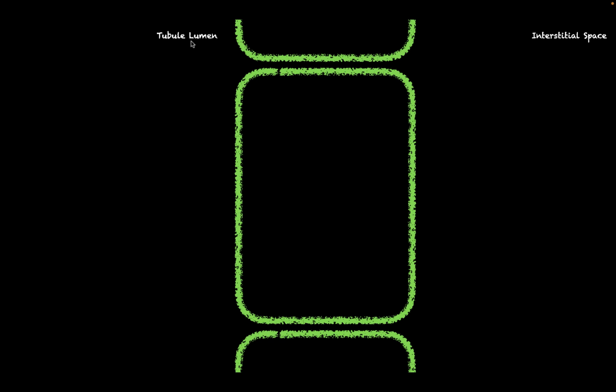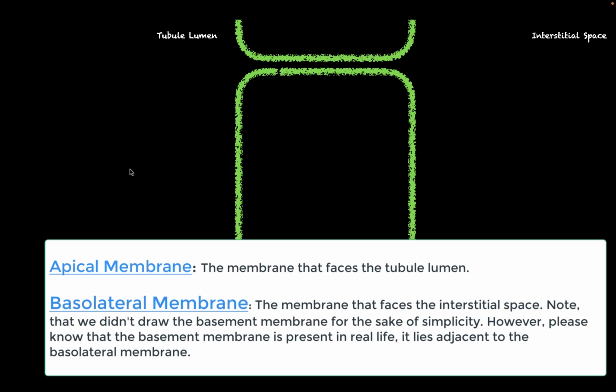On this diagram, we first have our epithelial cells that make up the wall of the nephron. These epithelial cells basically divide two compartments. The first compartment is the tubular lumen, which is present inside the nephron, and then we have the interstitial space, which is outside the nephron. Now we also have two sides of the epithelial cell. The membrane that faces the tubular lumen is referred to as the apical membrane, whereas the membrane that faces the interstitial space is called the basolateral membrane.